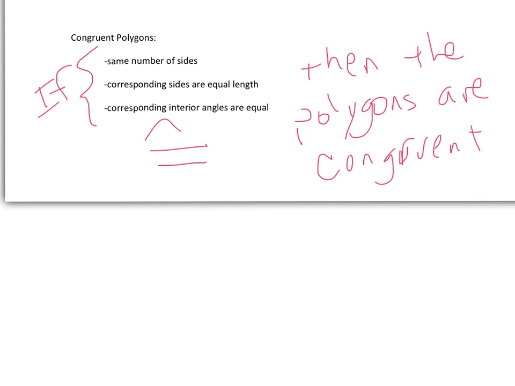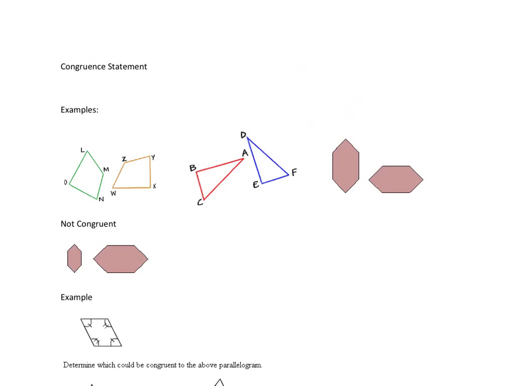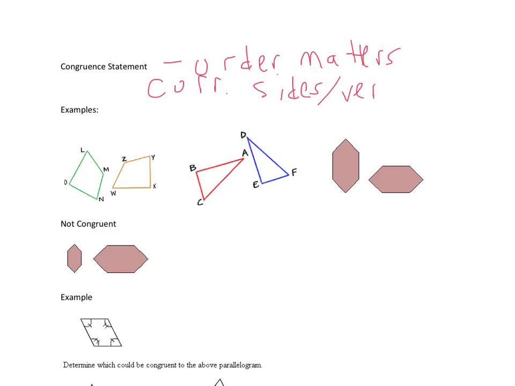Remember our symbol. We're going to be writing congruency statements here in a little bit. There's our congruency symbol. A congruency statement is just a statement stating that two polygons are congruent, and it's very important that the order of the letters matters. So order matters. Corresponding sides and vertices must match up.